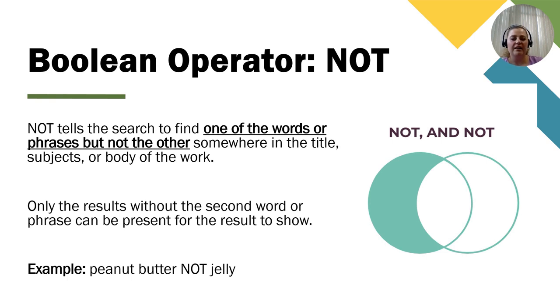Now we have the not. Not tells our search to find one of the words or phrases, but not the other. Now these are going to only have the results without the second word or phrase present. So here we have peanut butter, not jelly. It is only pulling things with peanut butter. The moment jelly is mentioned, those are removed from our search results.